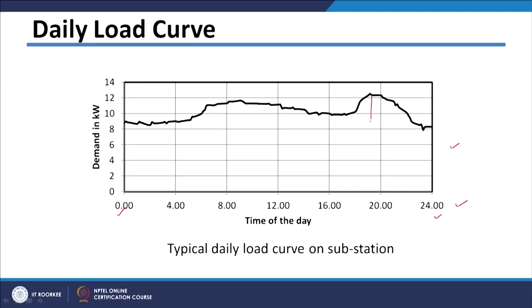Sometimes it is peak, so this is called the maximum demand of this particular system, and then if you take the average of it, meaning integrate this curve divided by 24 hours, it will give you the average demand, which is basically this. So this average demand and maximum demand are important values. We will see what are the uses of this in the next few slides.